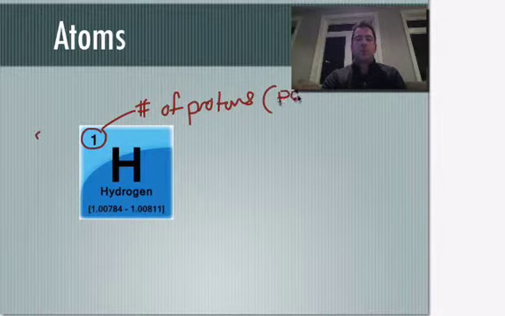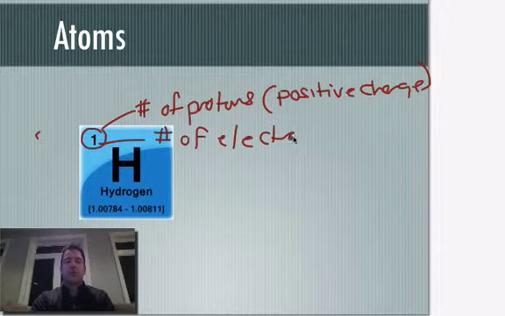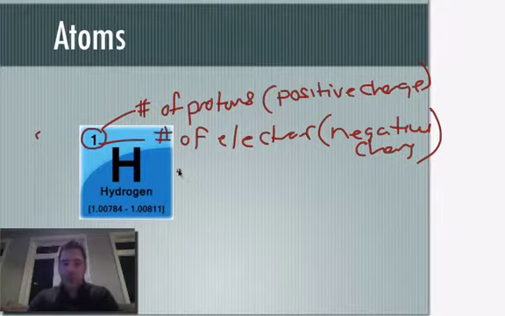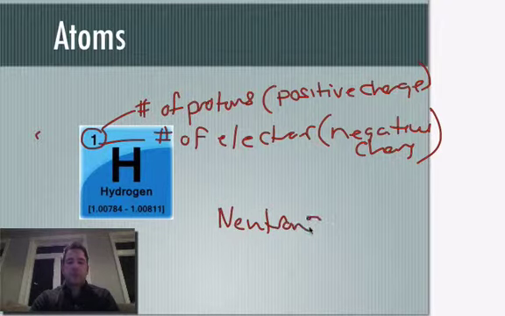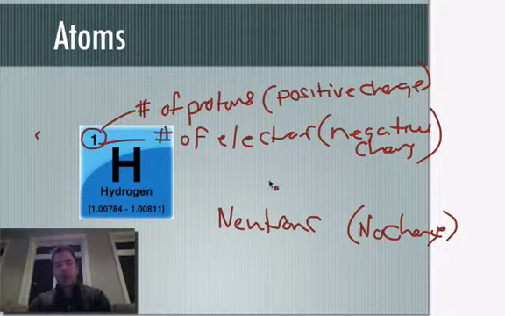which are positively charged, and the number of electrons, which have a negative charge. Following? And then there's also another thing we're going to talk about that are called neutrons, that have no charge. Yeah. So they have no charge. Okay, so again, I would pause the video and I would write this stuff down.